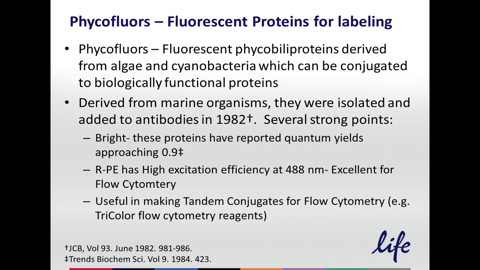The next class of dyes are the Phycofluors. These are like R-phycocyanin or R-phycoerythrin or allo-phycocyanin, for instance. These are proteins found in algae and cyanobacteria and some marine organisms, some plants that fluoresce, phycobiliproteins. And these proteins can be extracted from these organisms and then conjugated to reagents of choice.